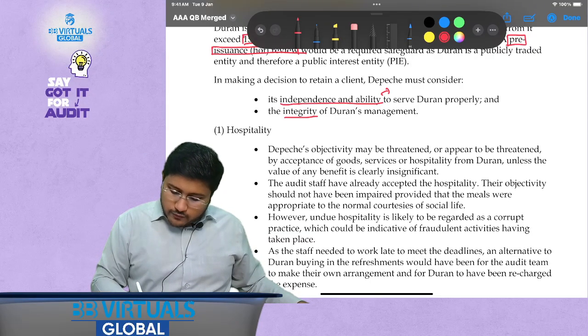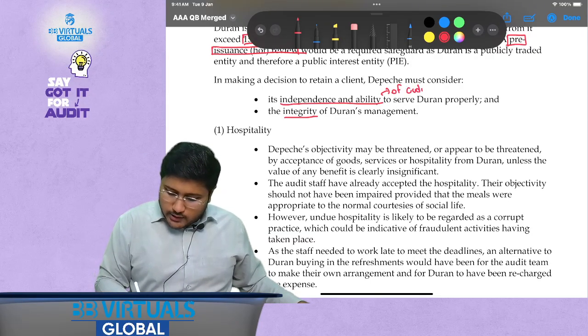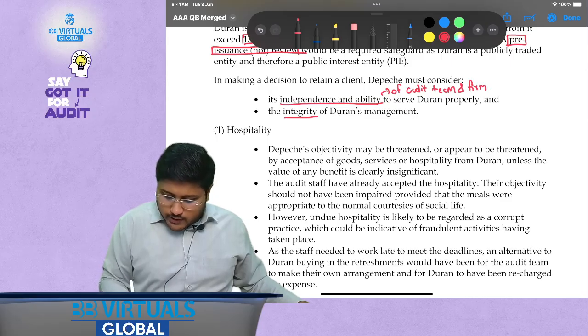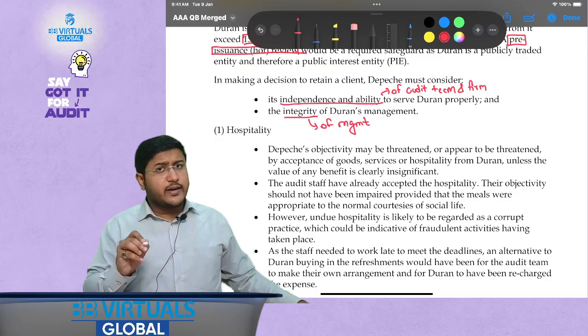Independence and ability of the audit team and firm, whereas integrity of management. So there are certain pointers that need consideration here.